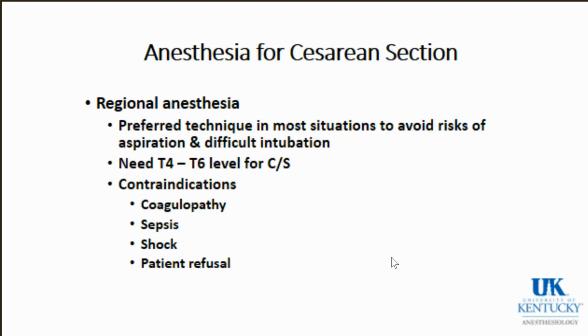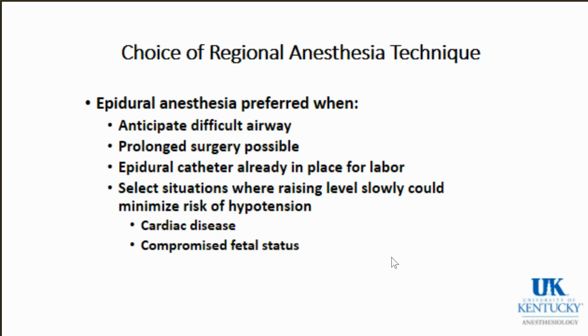There will be certain patients, though, that cannot have regional anesthesia. That's going to include the coagulopathic patient, probably most commonly those patients with HELLP syndrome. If you have a septic patient, or one of the most common reasons we don't do regional is when a patient refuses to have that technique. So if you're going to use regional, then you have to decide which type of regional anesthetic are you going to use. So an epidural, when do you want to use that?